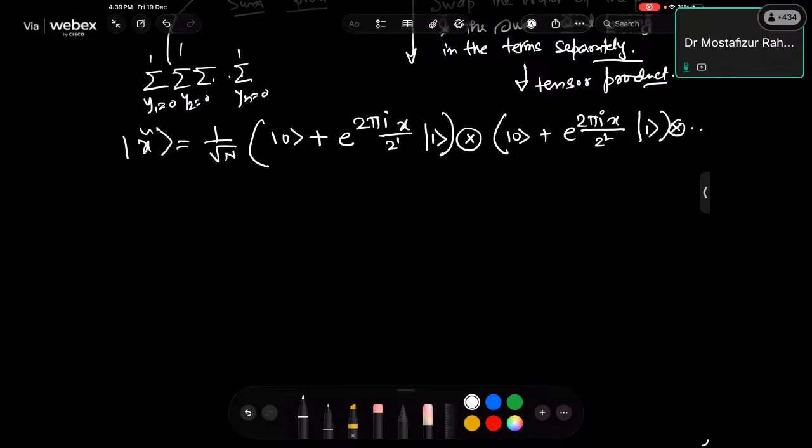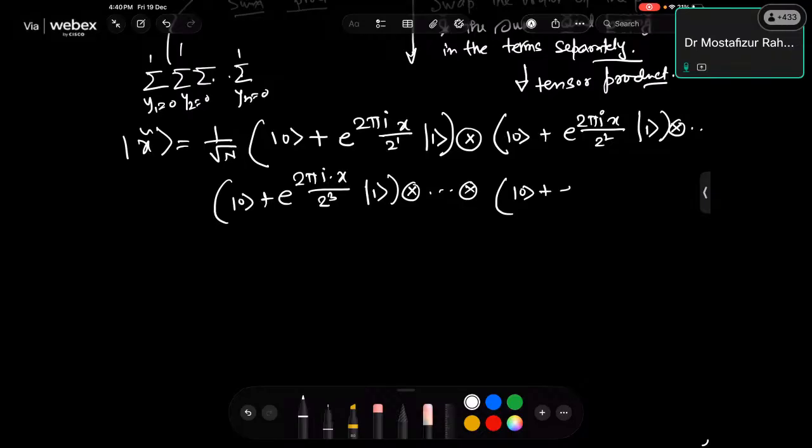Tensor product with ket 0 plus e to the power 2 pi i x by 2 square ket 1. Tensor product with so on, ket 0 plus e to the power 2 pi i x times 2 to the power 3 ket 1. Tensor product so on up to ket 0 plus e to the power 2 pi i x by 2 to the power n ket 1. This is an important breakup, right? This is for the nth qubit.